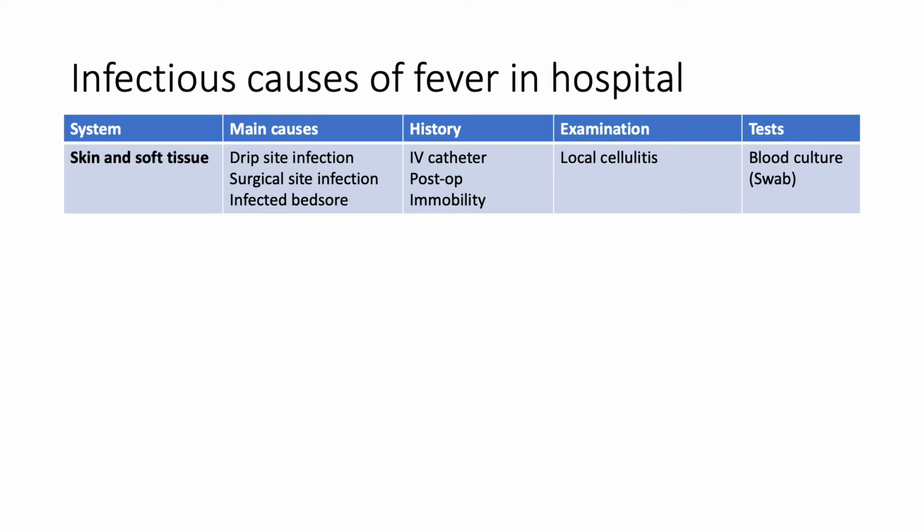On examination, the most important sign to look for would be signs of local inflammation, so cellulitis that either surrounds the entry point of a drip or a surgical wound or surrounding a bed sore. And then in terms of diagnostic tests, which doesn't actually initially influence your empiric treatments, but I'm not going to speak about treatment now, it is important to do a blood culture and potentially a skin swab under certain conditions. We don't often do skin swabs.